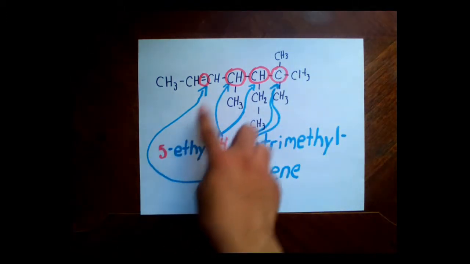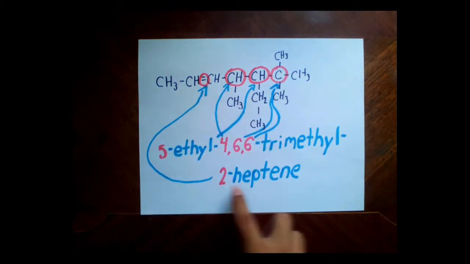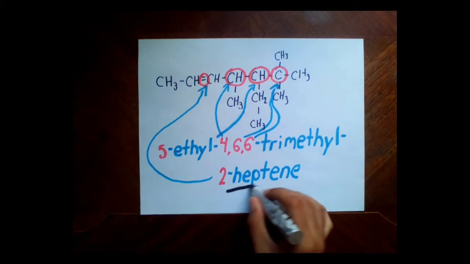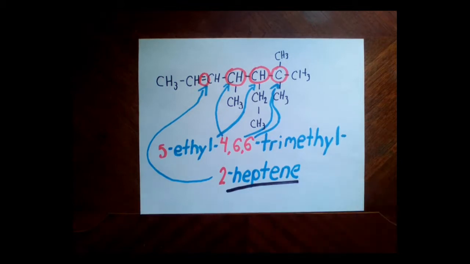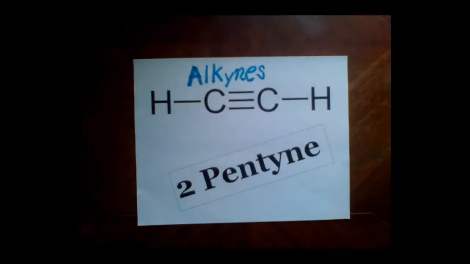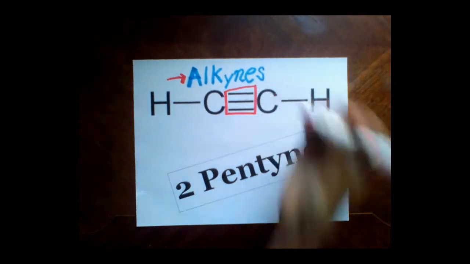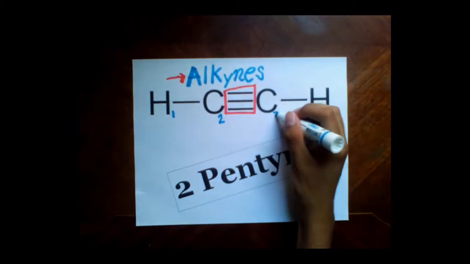Next, give the location and name for each substituent in alphabetical order as a prefix to the alkene name. There are an ethyl group in the 5th carbon and a methyl group in the 4th and 2 in the 6th. For this reason, the name is 5-ethyl 4,6,6-trimethyl 2-heptene.